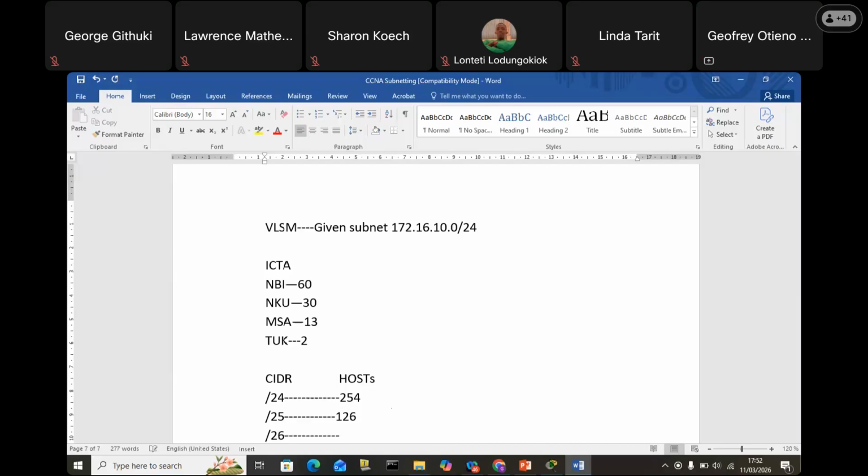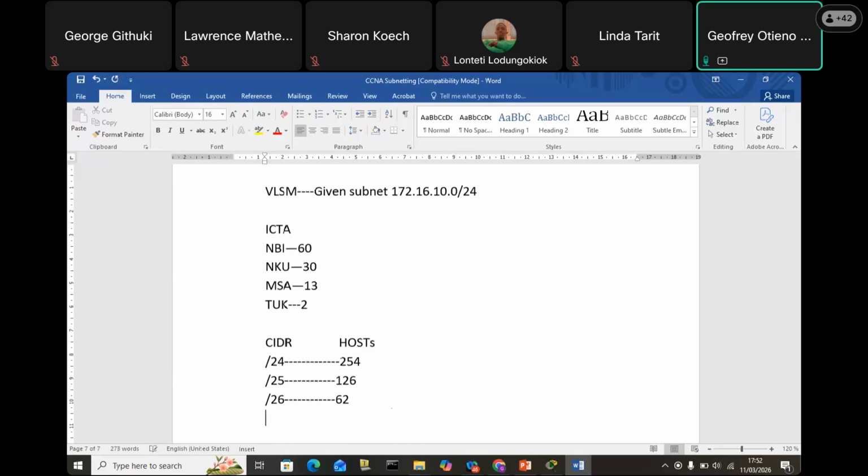Those are 2 bits borrowed. This is what we were using yesterday. So 2 bits borrowed means 1, 1, and 6 zeros. So 2 raised to power 6 minus 2. What did we get yesterday? Yeah, 62. 62 hosts. Okay, then 27.